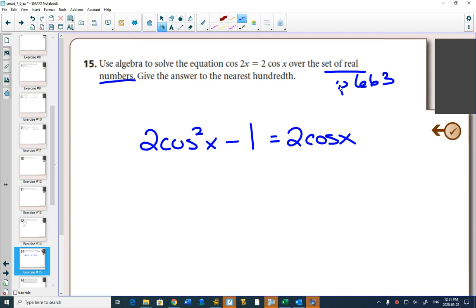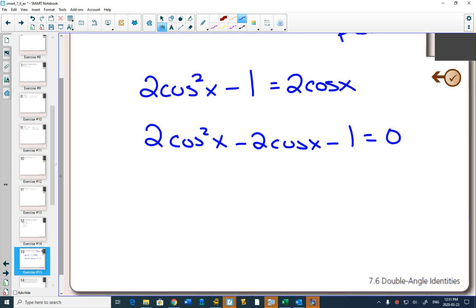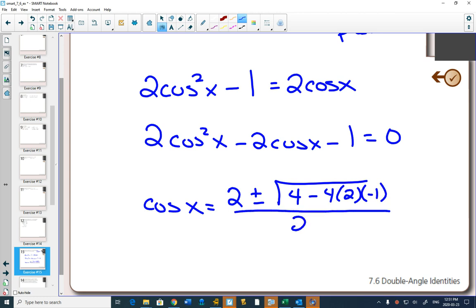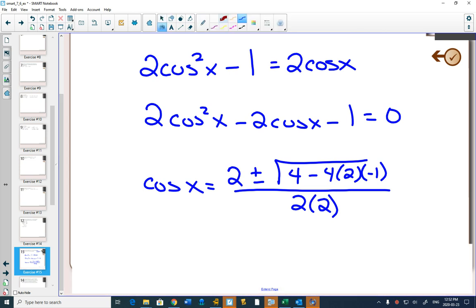Now we got a quadratic equation in cos. We're going to move everything over to one side and make it equal to 0. And this is not factorable, so we're going to go to the quadratic formula. Quadratic formula would say cos x is equal to negative b plus or minus the square root of b squared minus 4ac, divided by 2a, and a of course is 2. And simplifying this gives us 2 plus or minus square root of 12 over 4.